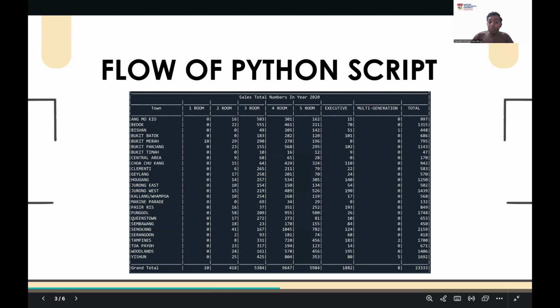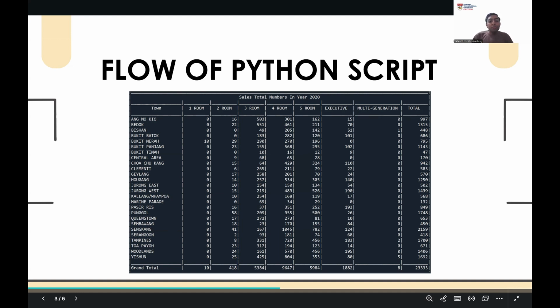Looking at the flow of the Python script, the very first thing that I did was to read and filter the data using the read CSV file function, which reads the data from the CSV file. Once the data is loaded, it passes through the sort by year function, which filters the transactions based on the user selected year. In this case, it will be 2020, which you can see on the screen.